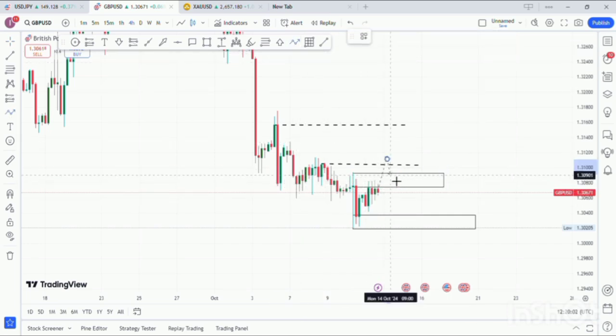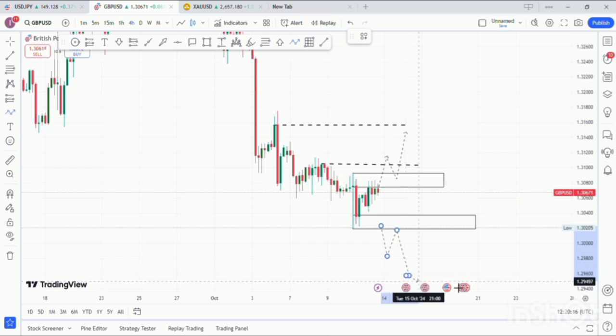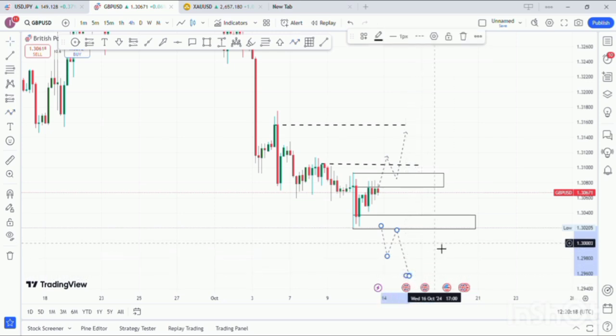So the breakout of this resistance zone on the 4 hours time frame can confirm price movement to the upside, while on the other scenario, a break below this support zone on the 4 hours time frame will confirm price movement to the downside, guys. So quickly on GBP USD, we'll still move over to the 1 hour time frame, so we can also see some zones that we need to be paying close attention to, guys.